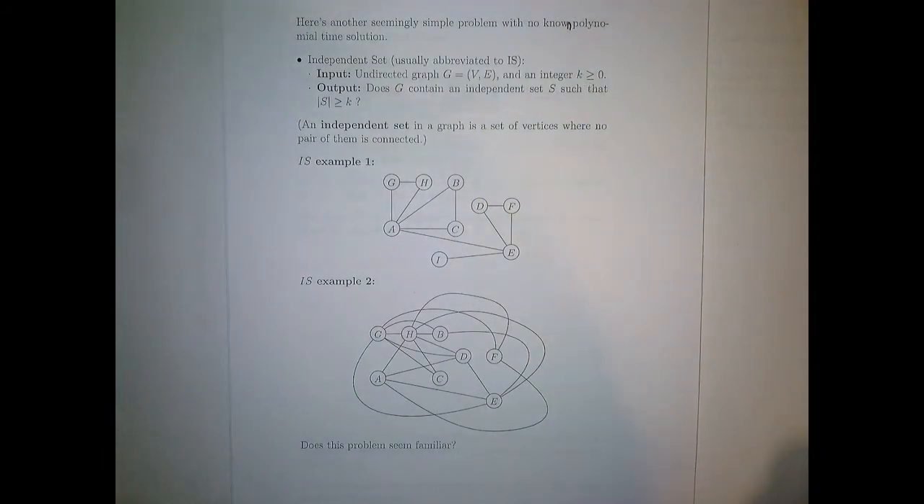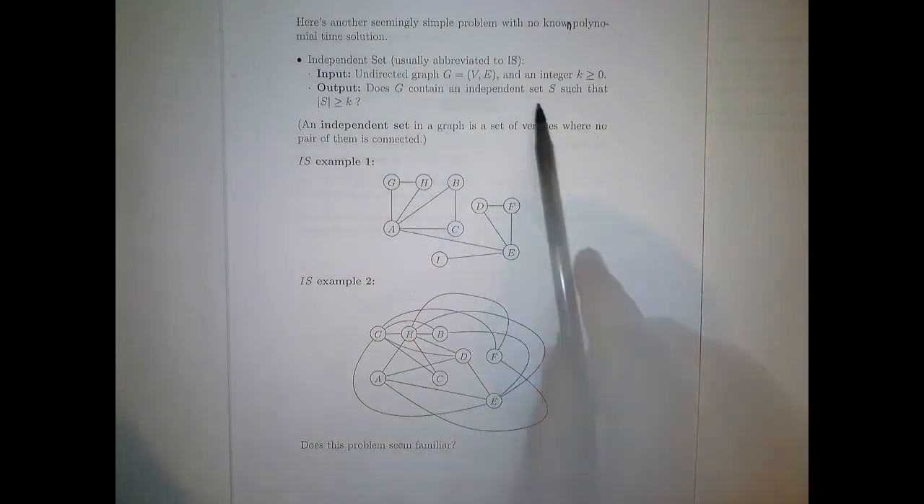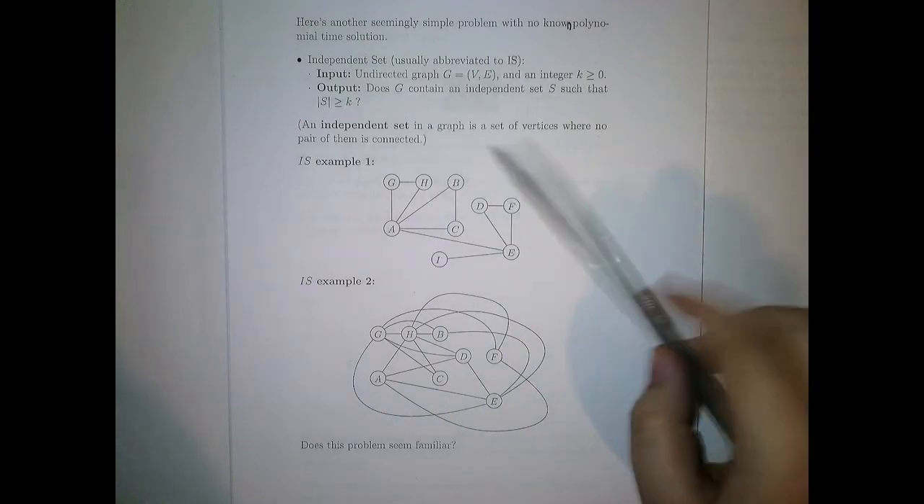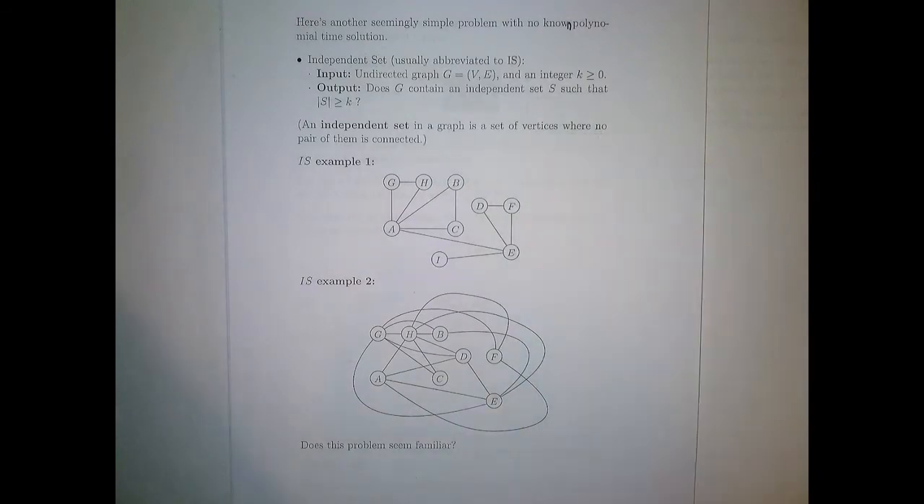And our output is just whether the graph contains an independent set where that independent set has a size greater than or equal to k. Alright, so you want to find this thing called an independent set of size k or greater. Now, of course, we need to know what an independent set is. So an independent set in a graph is just a set of vertices with no pair of them connected by edges. Okay?